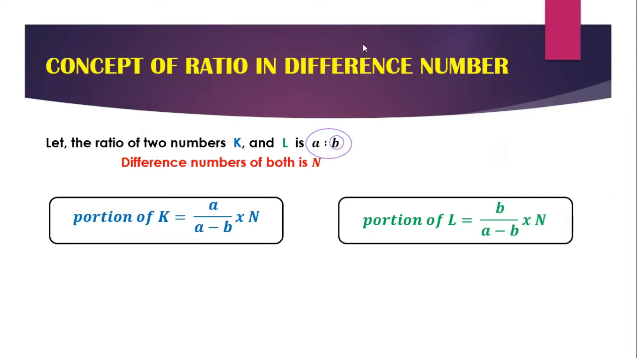Okay, so what's the conclusion? The concept of ratio in difference number: you have to subtract the first and the second ratios. The difference number of both is N. You have to subtract both ratios as the denominator. Is it clear, everyone?